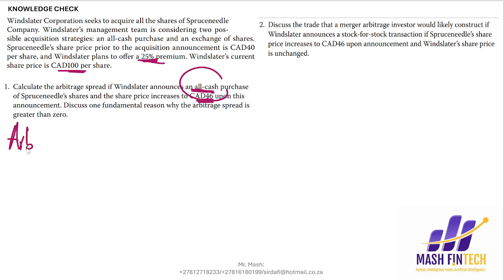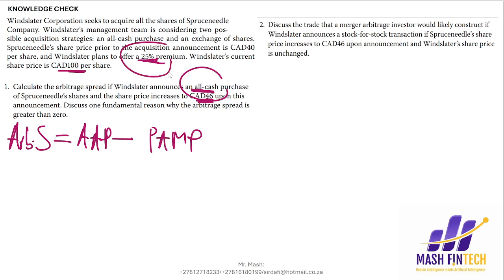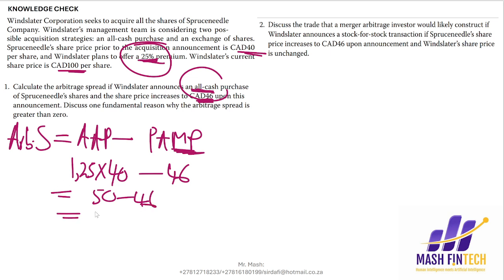To get the arbitrage spread, you take the announced acquisition price and then subtract the post-announcement market price. This is the announced acquisition price. They offer a 25% premium, so it's a 25% premium on the price of 40, minus the market price. The share price increases to 46. So the answer here is going to be 50 minus 46. It's going to be 4 Canadian dollars per share. So this is the arbitrage spread for this particular transaction, right?